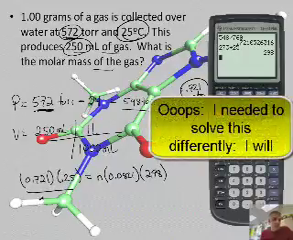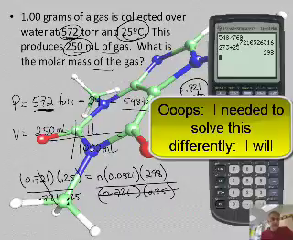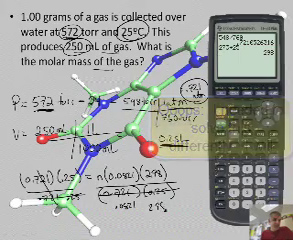I'll divide both sides by 0.721 and 0.25. These cancel here. And of course I did that wrong. I'm going to divide both sides by 0.0821 and 298.